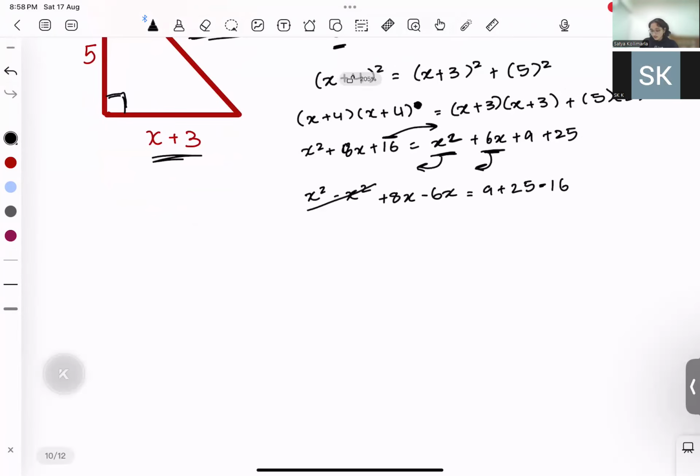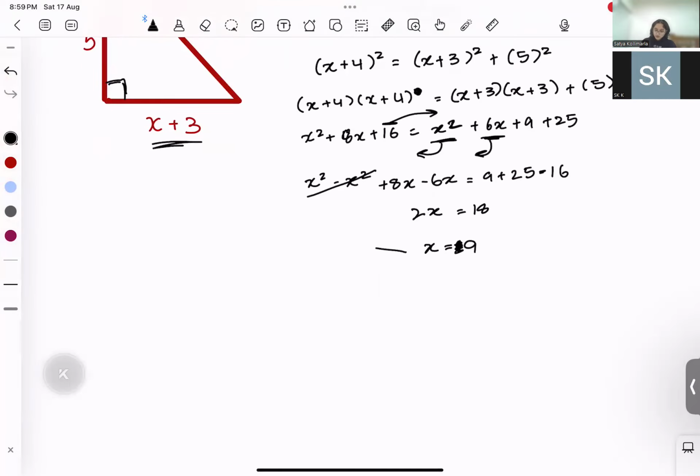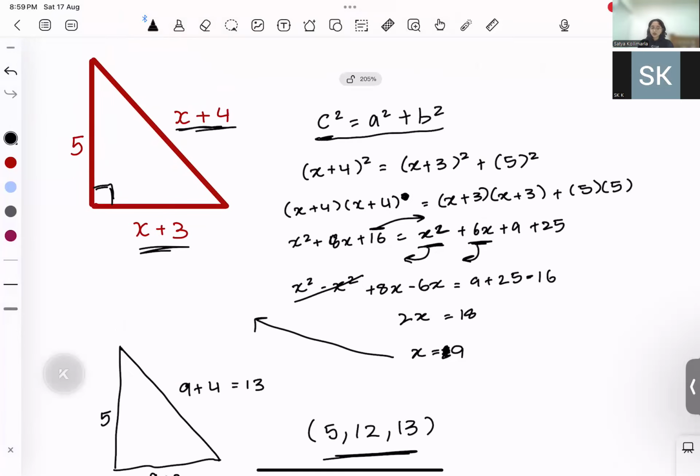So these two cancel out, and this would be 2x is going to equal 18, and if we just divide both sides of this equation by 2, we'll get x is going to equal 9. So if we substitute x equals 9 back into our right angle triangle, we'll get a triangle that looks like this, where one side is 5, another side is 9 plus 3, or 12, and our hypotenuse will be 9 plus 4, or 13. So this, once again, produces a triplet, 5, 12, 13, which will always work when substituted into our Pythagoras Theorem equation.